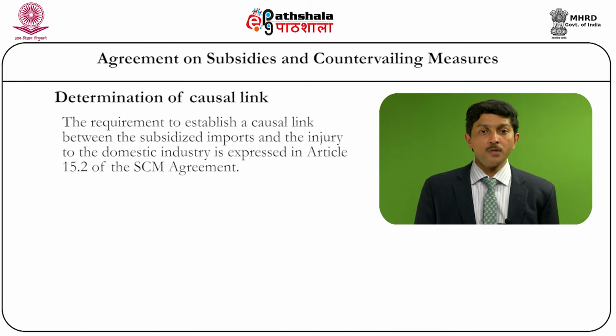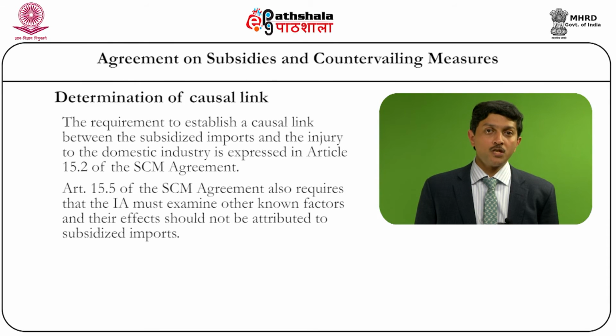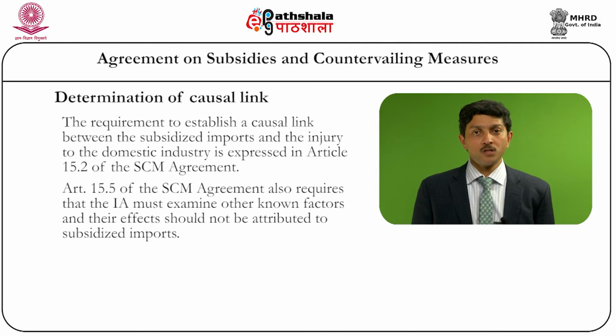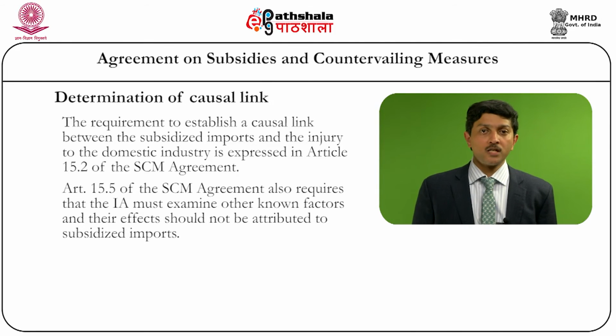So, the requirement to establish a causal link is fairly similar to anti-dumping, but there is a very important requirement. If there are other factors causing injury to the domestic industry at the same time as subsidized imports, the effect of these other factors will have to be separated and isolated, and the authority should not attribute these effects to that of the subsidized imports. This is actually called a non-attribution analysis, and all the trade remedy investigations, including anti-dumping, subsidies, and safeguard investigations, include this non-attribution requirement.